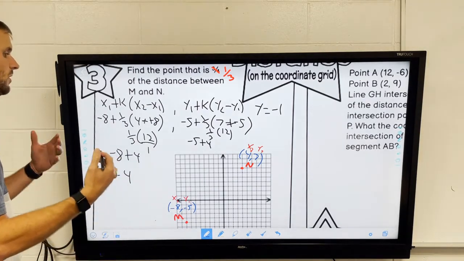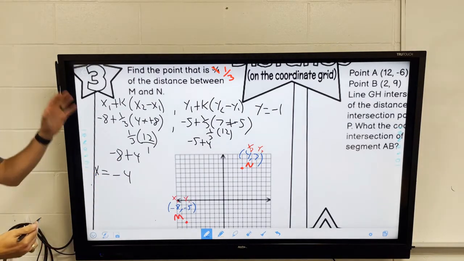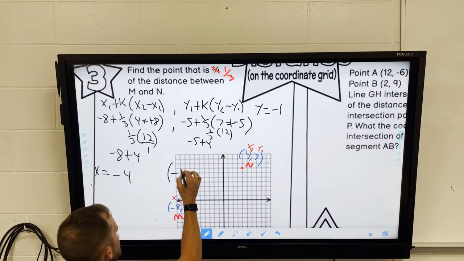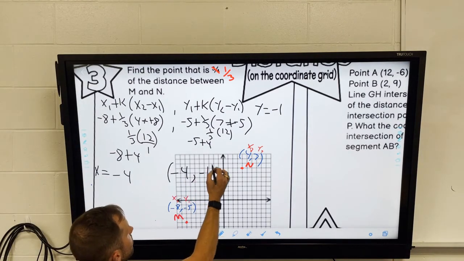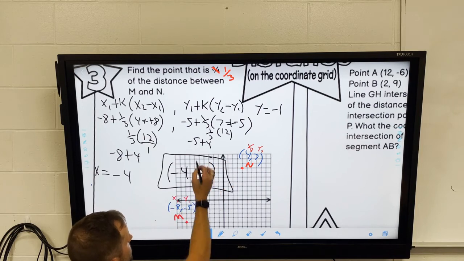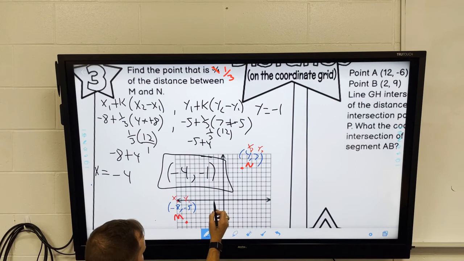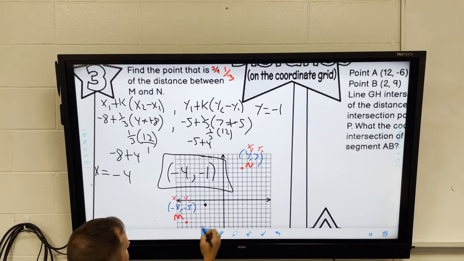So that means the ordered pair of the coordinate that is 1/3 the distance from M to N is going to end up being negative 4, comma, negative 1. Ladies and gentlemen, there's your answer. Okay? So negative 4, 1, 2, 3, 4, negative 1. So right there is your coordinate.